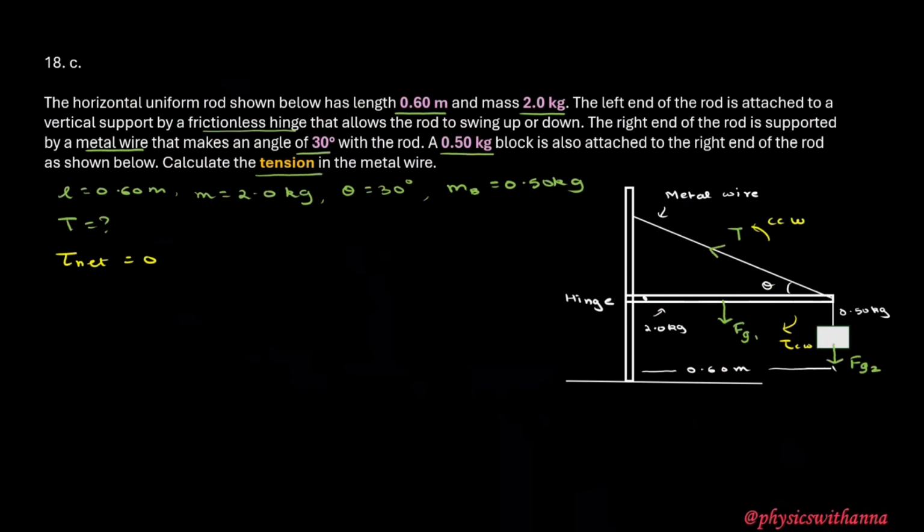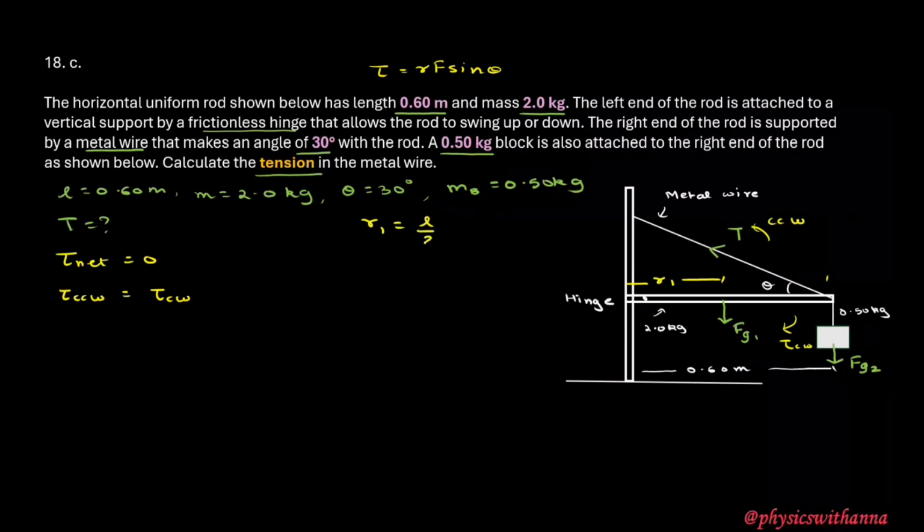Now when we say the net torque is 0, that means counterclockwise torque must be equal to clockwise torque. We calculate torque tau as R F sine theta, where F is the force that produces the torque, R is the distance between the force and the axis of rotation, and theta is the angle between them. Let us first find the value of R for each force. The first force is Fg1, which is acting at the center of mass of the rod. Its distance from the axis of rotation is half the length of the rod. We call this distance R1, and R1 is equal to L by 2.